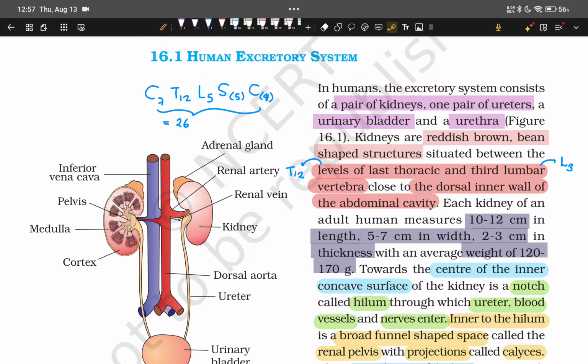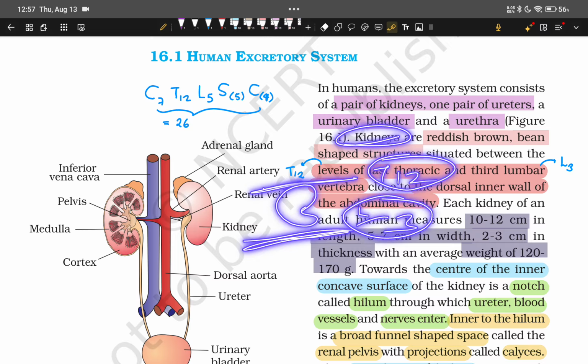The human excretory system consists of a pair of kidneys, a pair of ureters, one urinary bladder, and one urethra. Now kidneys are reddish brown bean-shaped structures which are present between T12 to L3. This is a very important question which is directly asked. Basically the location of kidney is between T12 to L3. For example, this is the kidney, and it is present between T12 to L3.